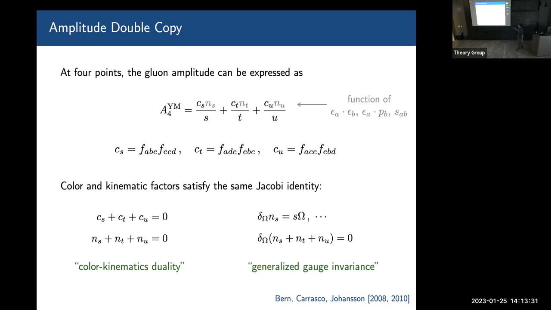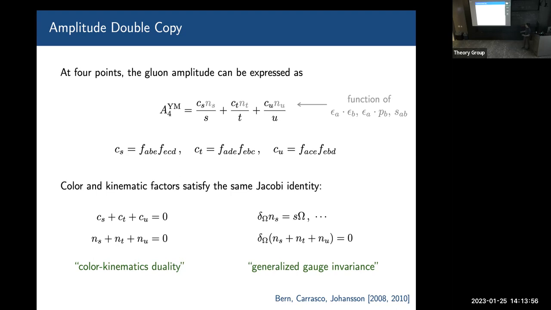You may also ask what happened to the contact diagram, because there is a quartic vertex in Yang-Mills theory. But what you can do is to basically reabsorb the contact diagram into these separate channels, which you can easily do by simply dividing and multiplying by s and so on. So there is some freedom in how you distribute the contact diagram into these different channels.